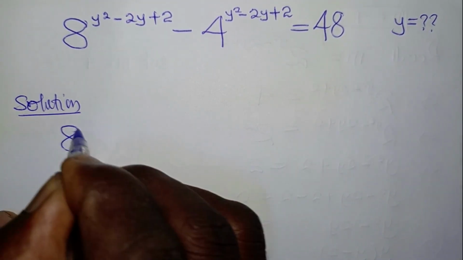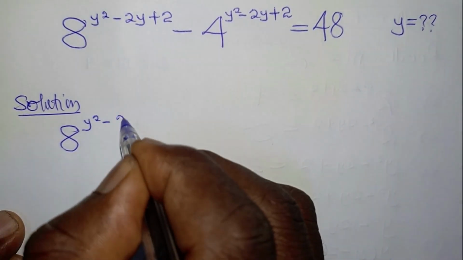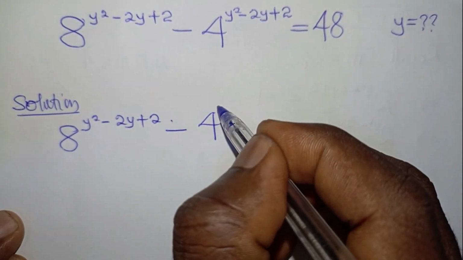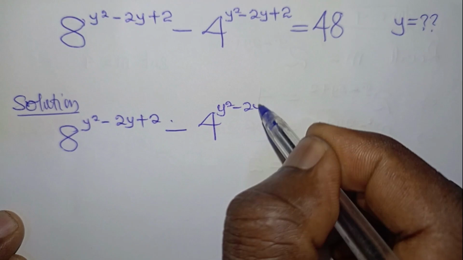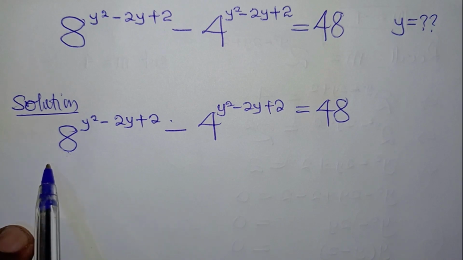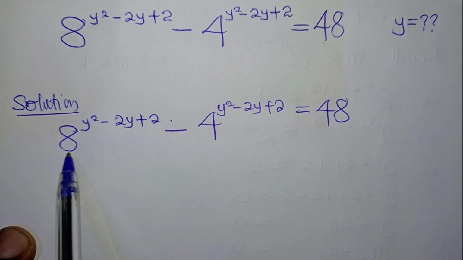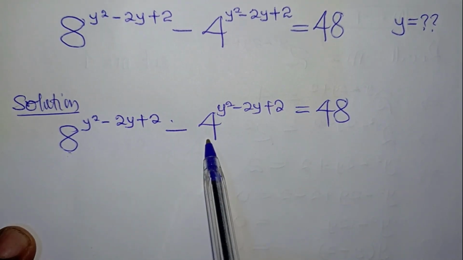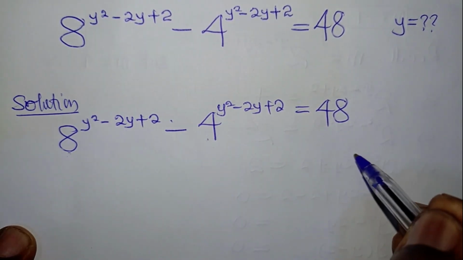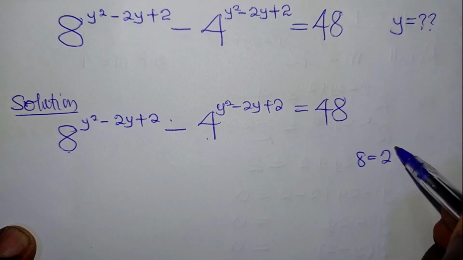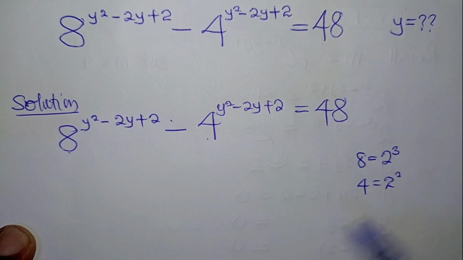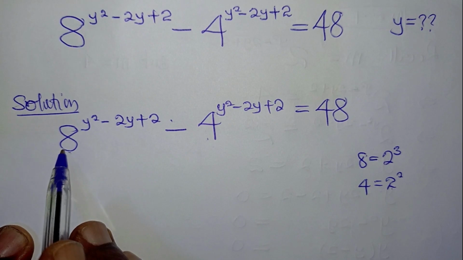We rewrite the equation as 8^(y²−2y+2) − 4^(y²−2y+2) = 48. As you can see, the base here is 8 and the base here is 4. So we're going to express them to a common base. We know that 8 is the same as 2³, and 4 is the same as 2². So we can replace that into the equation.